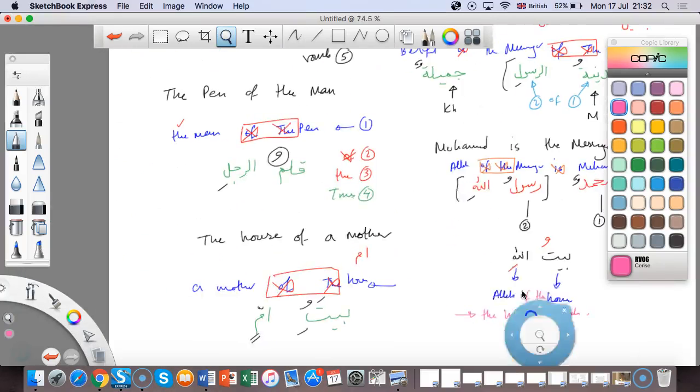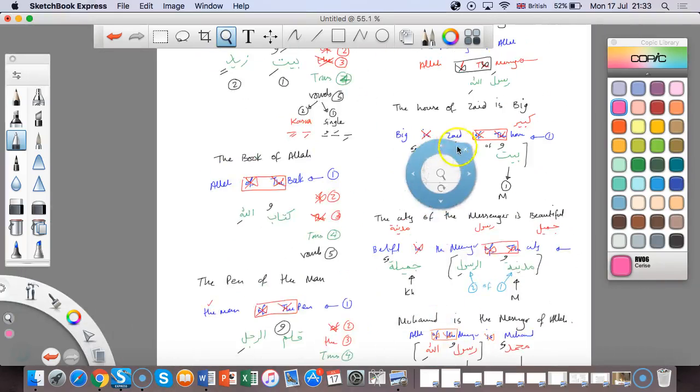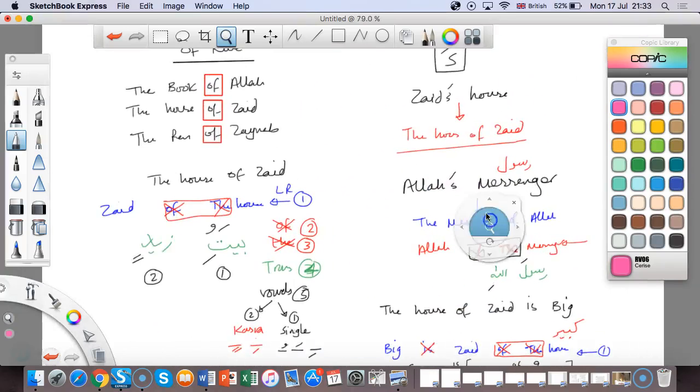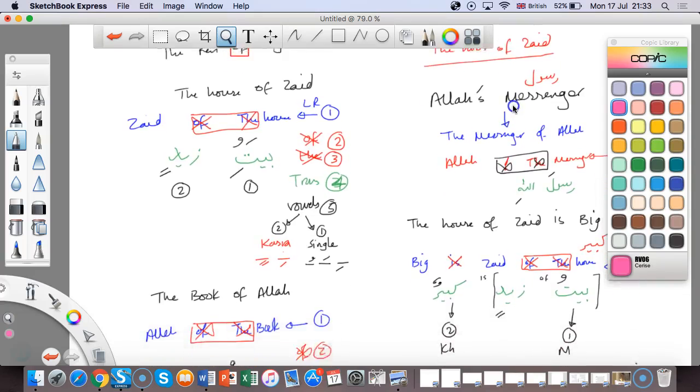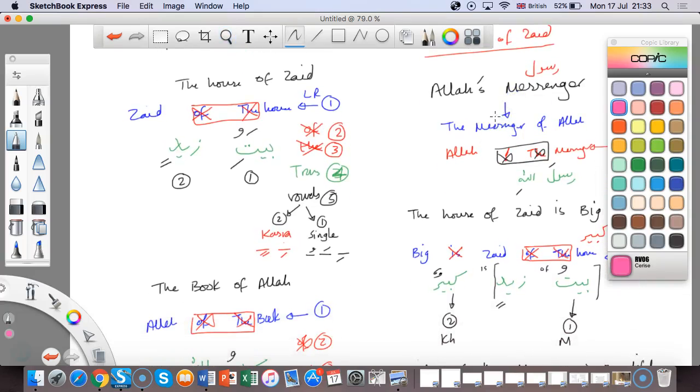Okay, now let's look at what we learned today, and I'll give you the Arabic terms for it. What did we learn today? We learned the of rule. What's the of rule? Five steps. Turn it, flip it over, remove the of, remove the the next to the of, and translate, and the vowels. What are the vowels? The first word takes a single vowel. The second word takes kasra, not double kasra.